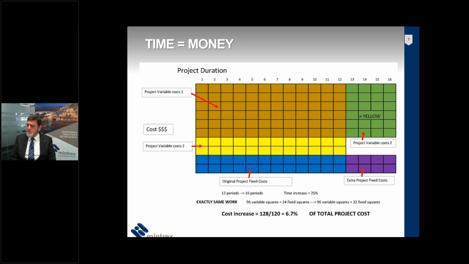However, the fixed costs, as described earlier, are time dependent and they continue on for an extra 4 periods, so you end up with 8 extra squares. In essence, you end up with 7% additional project costs simply because you extended the project life without doing any different work. And in real life, it'll be worse than that, because in real life you will end up doing extra work as well. But it really highlights that there's a major cost associated with project delays.